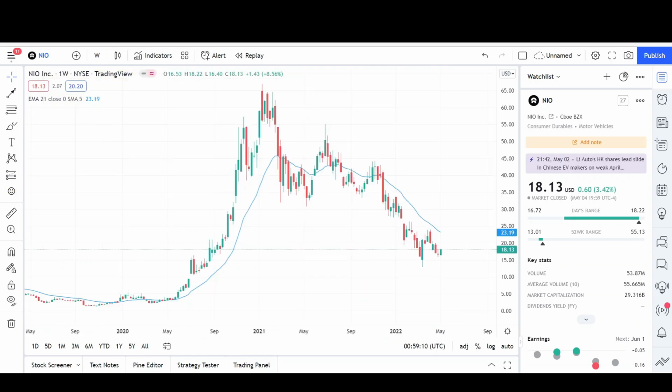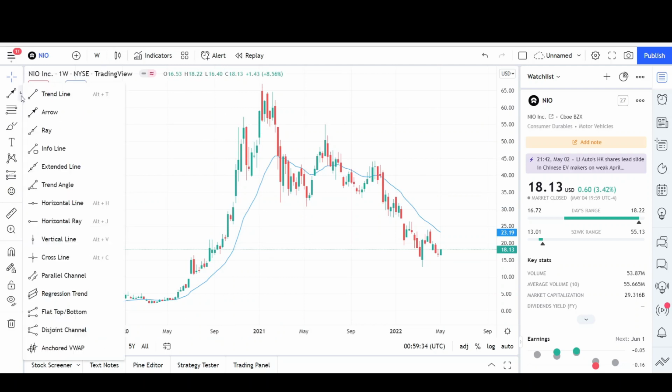Here we have the weekly chart for NIO, and you can see that since 2020 we had a massive run up, and now we're slowly starting to take back what was given from the market. You can see that we had a nice pop up from the $3.51 level all the way to the $66, $67 level in a span of, you could say, less than a year. So that's a very unsustainable move, especially for stocks.